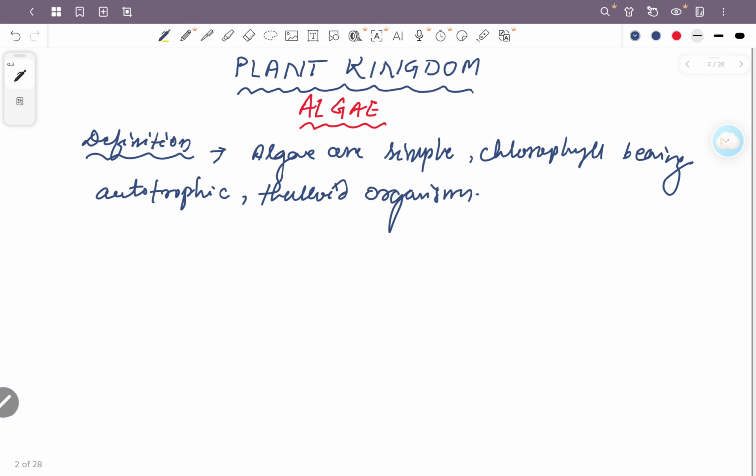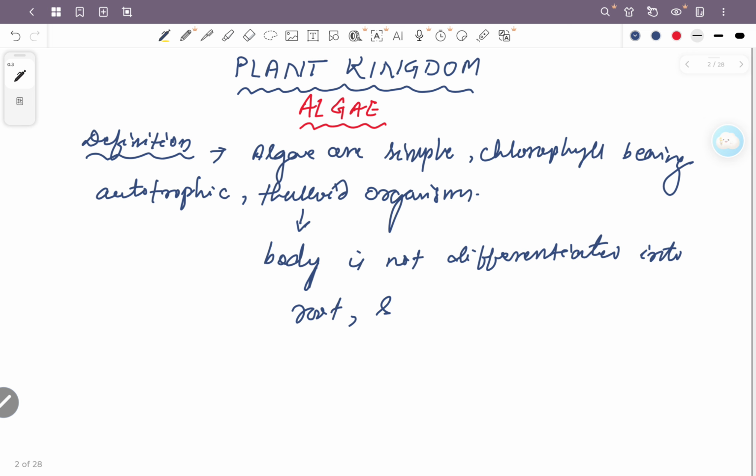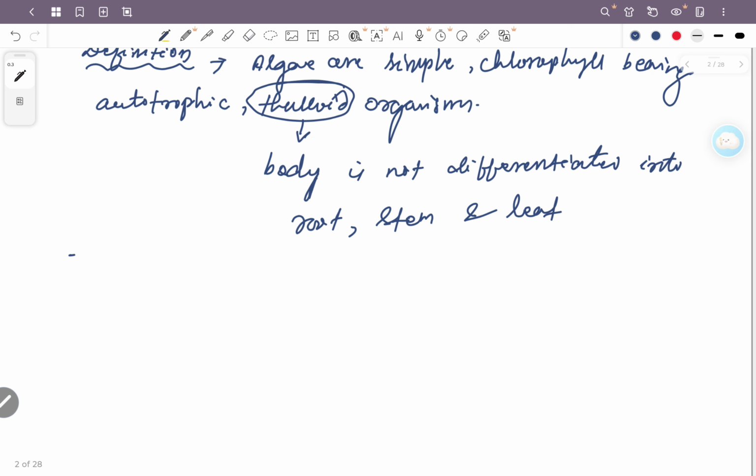I think the meaning is clear to you. Algae are simple, chlorophyll bearing. They have chlorophyll, so they are autotrophic. They can prepare their own food. And thalloid organism. Thalloid means the plant body is not differentiated into root, stem and leaf. Okay, so this is the meaning of thalloid or thallus, and they perform photosynthesis.